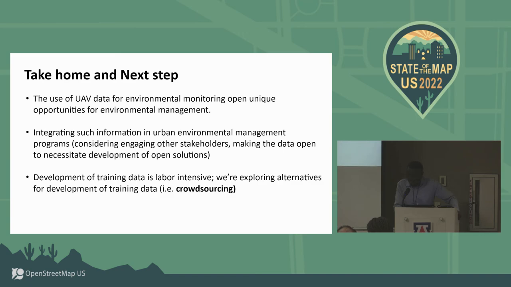The last point is that the process of developing training data was labor intensive. It took a lot of time for us to develop this data. So we're exploring alternatives, for example, crowdsourcing. For example, the way OpenStreetMap operates, a lot of people come together and create a lot of data within a short period of time. So that's one of the things that we want to integrate looking to the future.